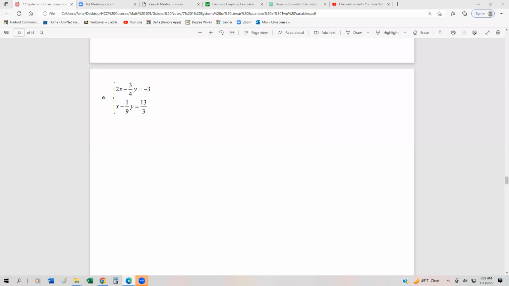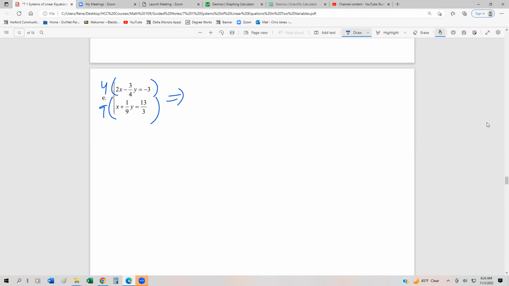A couple more examples of solving systems by elimination. This time we have a fraction, or a couple fractions actually, throughout our equation. So we have 2x minus 3/4 y equals -3. I'm going to start by multiplying this first equation by 4. In the second equation, the common denominator between 9 and 3 is going to be 9. Okay, so I'll just start by rewriting this system.